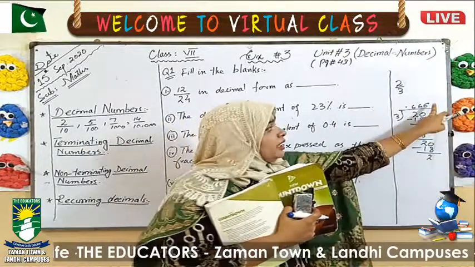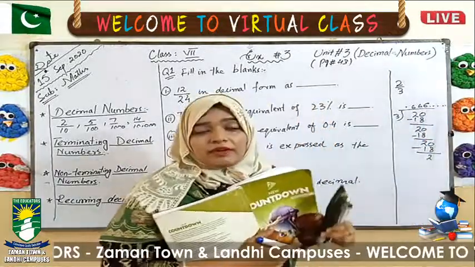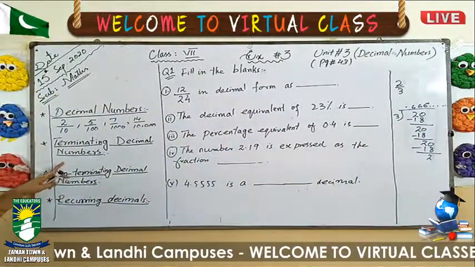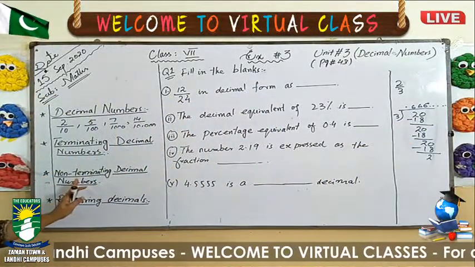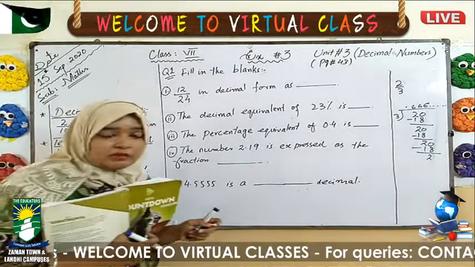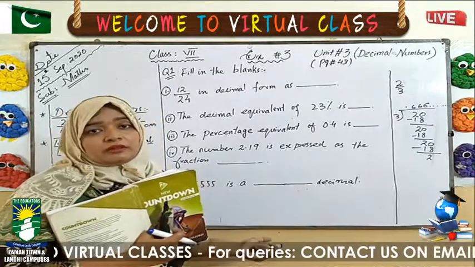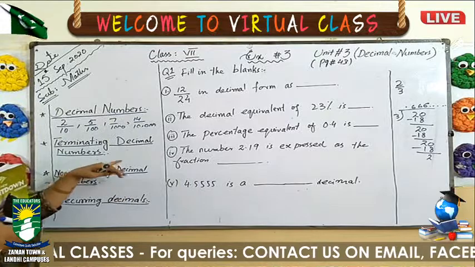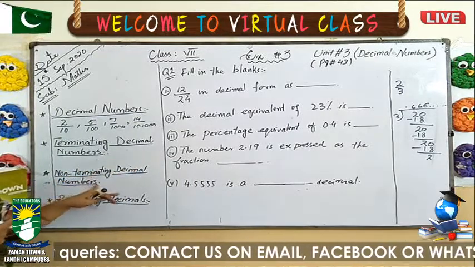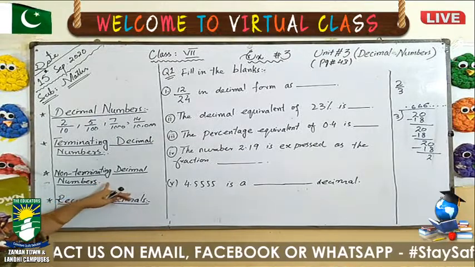If you have an infinite number of digits after the decimal, then it is known as a non-terminating decimal number. What do you mean by the non-terminating decimal number? Non-terminating decimal numbers are those which give you infinite numbers after the decimal. If you have finite numbers, then it is known as a terminating decimal number, and if you have infinite numbers, then it is known as a non-terminating decimal number.